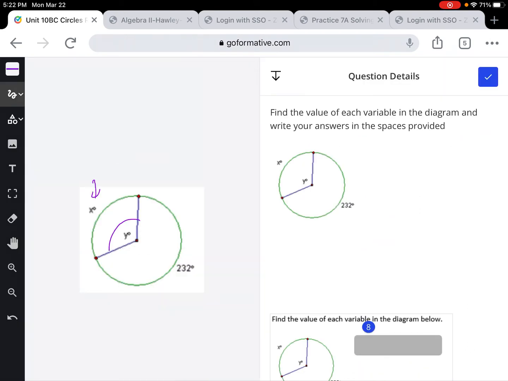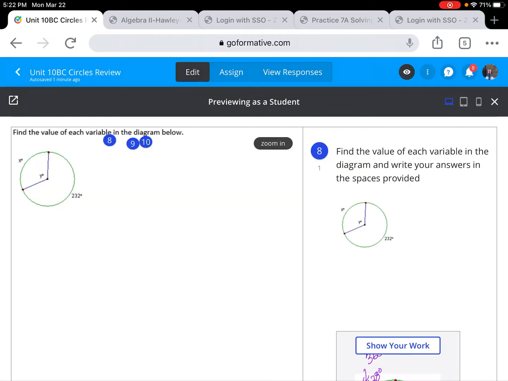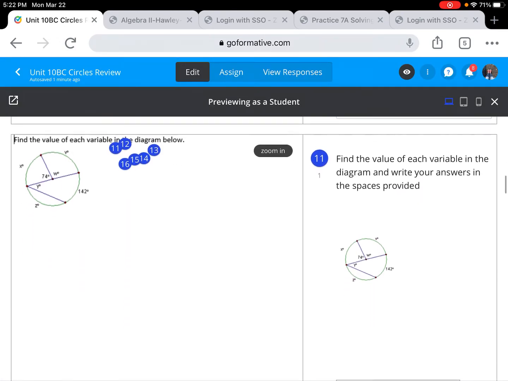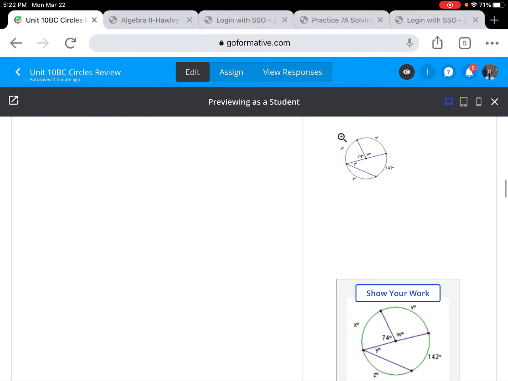This next one, I know x is going to be 360 minus 232, which is 128. And I know that a central angle is equal to the intercepted arc, so that's also 128.